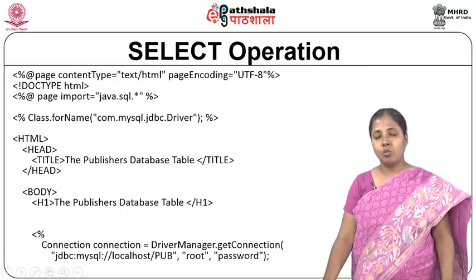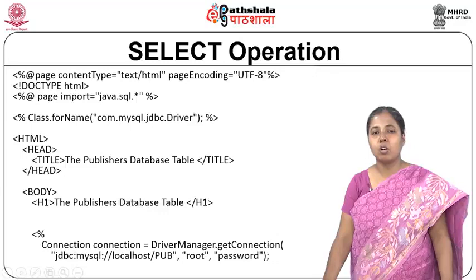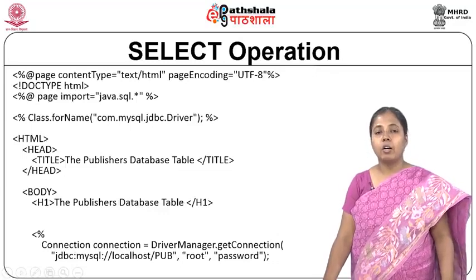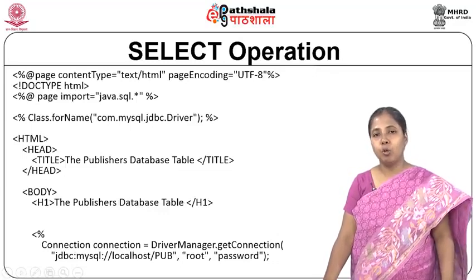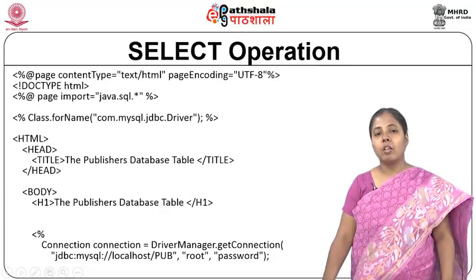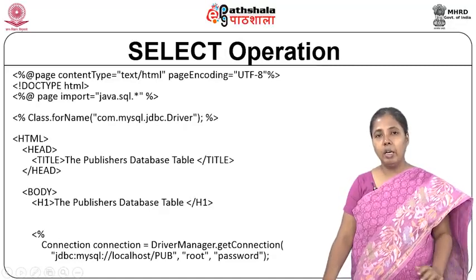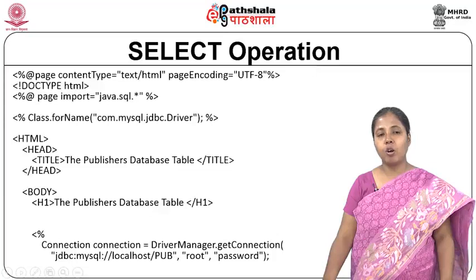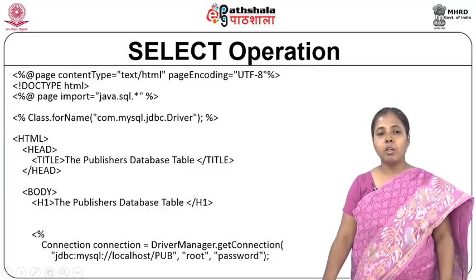And now you start writing your HTML page. So start html, head, title, it's a publisher database table you want to select, and then close the head. Start opening the body. Now you want to display the text, the publishers database table, which is displayed as a heading tag. So you give the font size and type used by the h1 tag, and then write the Java code to establish the connection.